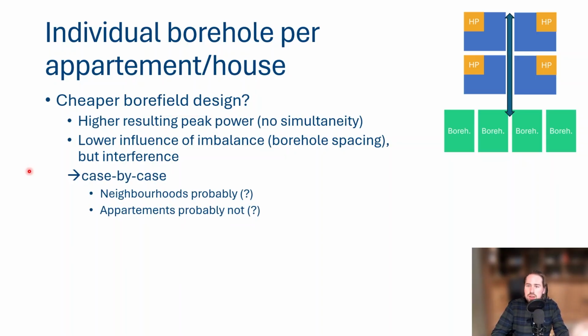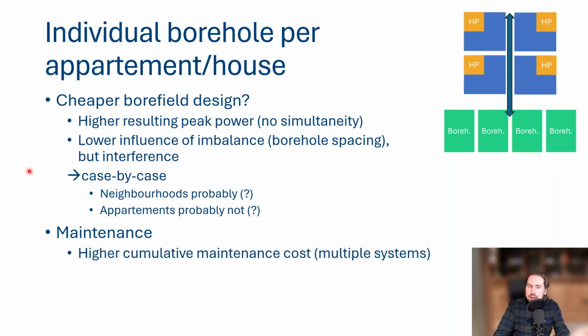And I would say, as a general rule of thumb, for neighborhoods where you have all separate houses, it's probably cheaper to have an individual system, because boreholes are far apart and interference is slightly lower. And for an apartment case, it's probably more expensive to do it 100% individual from a geothermal point of view, because your boreholes are very close together and there's quite a lot of interference.